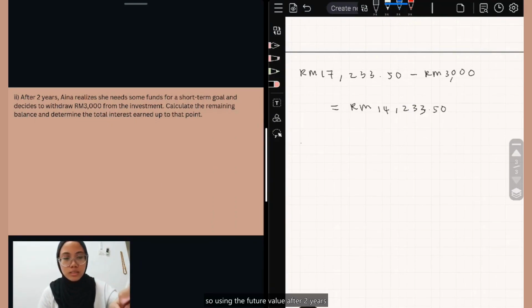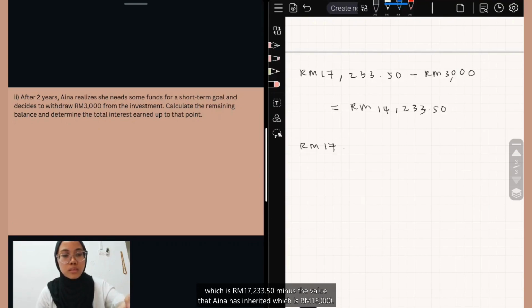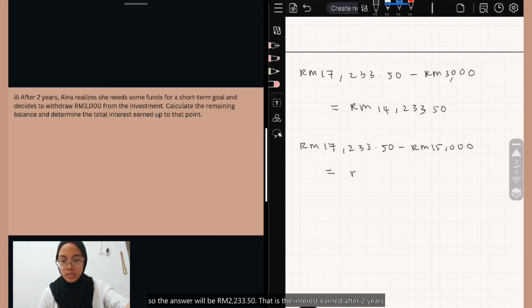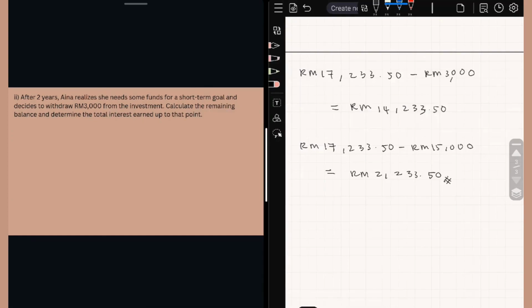For the last question, she asked us to calculate the interest earned after 2 years. So using the future value after 2 years, which is 17,233 ringgit 50 cents, minus the value that Aina has inherited, which is RM 15,000. So the answer will be RM 2,233 ringgit 50 cents. That is the interest earned after 2 years.